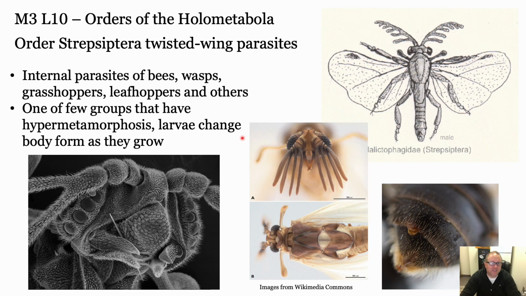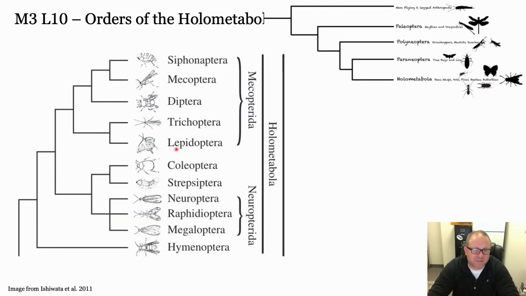Our last order for this section is just the twisted wing parasites, the Strepsiptera. Very, very cool critters. They are parasitic on leafhoppers, grasshoppers, and others. You can see here, this is what the parasite looks like. This is the abdomen of a wasp, and they're in between these sections of the abdomen. And then the adults have these crazy antennae. They have these weird little wings, only one pair of wings, and then halteres in place of the hind wings. Very, very cool things. So that takes us through the first group.